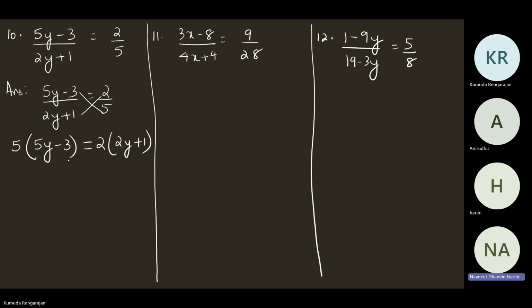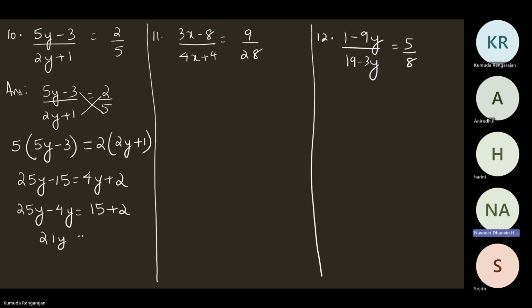25y minus 15 is equal to 4y plus 2. 25y minus 4y is equal to 15 plus 2. 21y is equal to 17. Y is equal to 17 by 21. Very good, Ramneet. Very good.